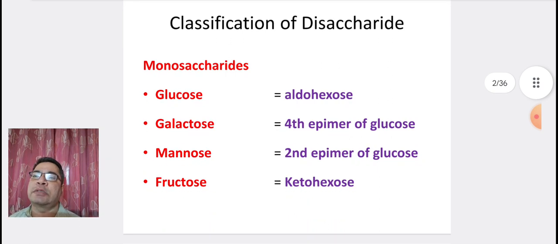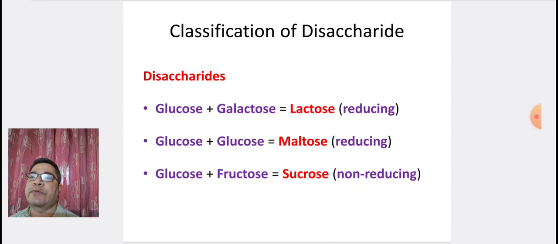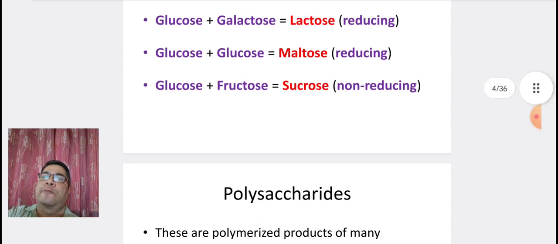In classification of disaccharides, first the monosaccharide classification is given. Glucose, which is an aldose; galactose, which is the fourth epimer of glucose; mannose, which is the second epimer of glucose; and fructose, which is nothing but a ketohexose. Coming to the classification of disaccharides, glucose plus galactose gives lactose, which is a reducing sugar. Glucose plus glucose is equal to maltose, which is also a reducing sugar, whereas glucose plus fructose is sucrose, which is a non-reducing sugar.